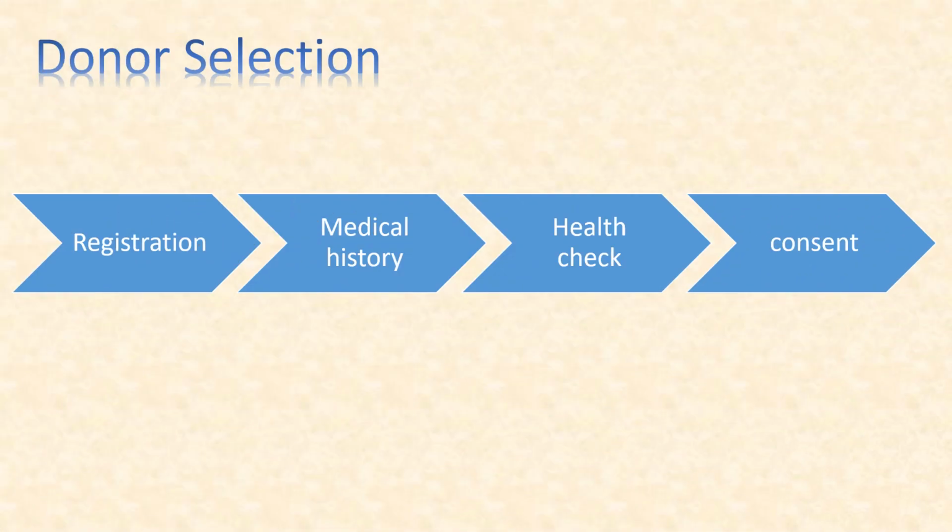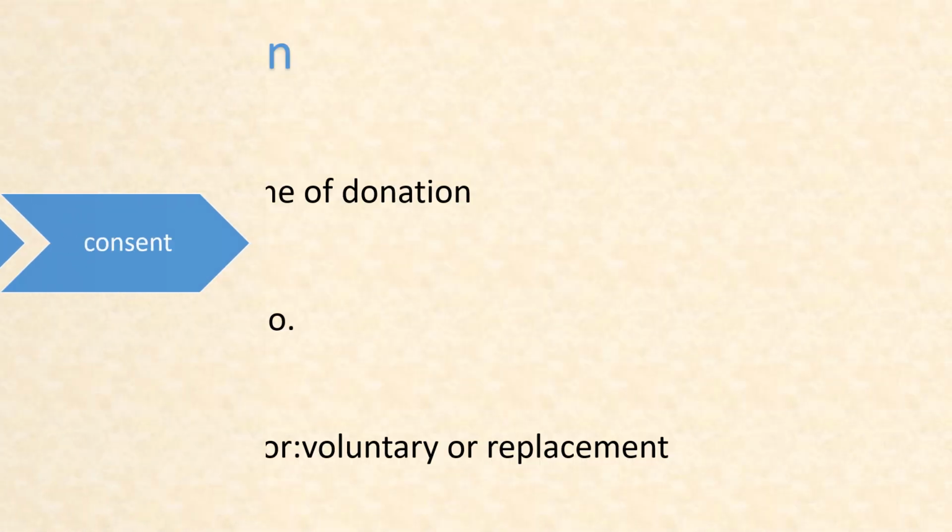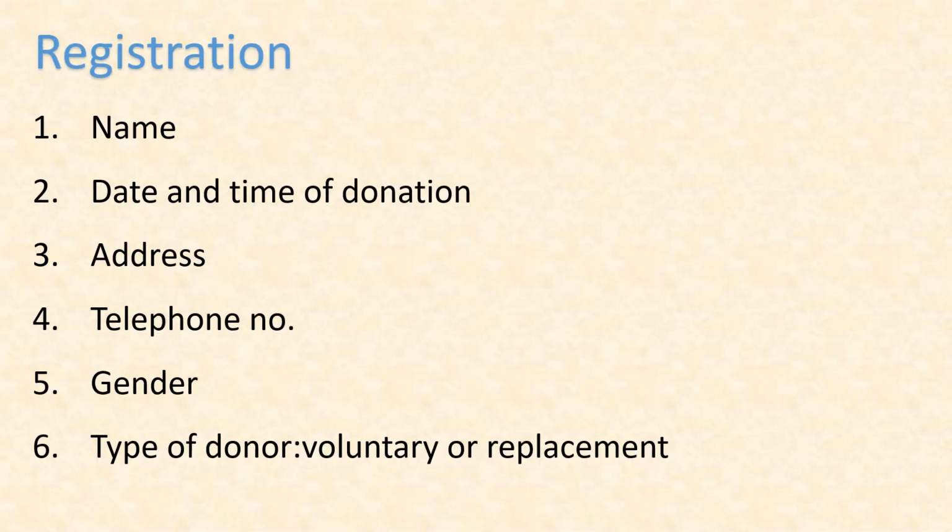So the donor selection criteria depends on, first, when the donor comes to the blood bank, we'll start with the registration, then medical history, health checkup, and then in the end we have to take consent. The registration includes the name, date and time of the donation, address of the donor, telephone number, gender, and type of donation, whether the donor is voluntary or replacement.